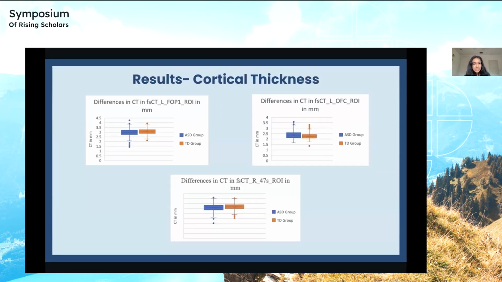Finally, for cortical thickness, there seems to be a 5% increase in the typical development group compared to the ASD group in what is also known as the frontal opercular area 1, or the FOP1. A 3% decrease in the typical development group is shown compared to the ASD group in the OFC. And a 3% increase in the typical development group compared to the ASD group is shown in the area 47 lateral orbital sulcus, or the A47S.